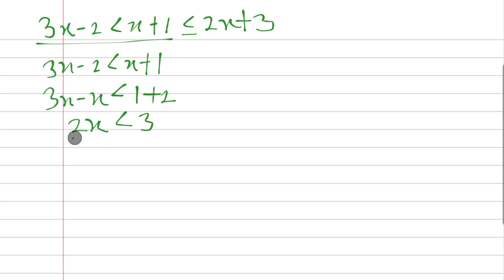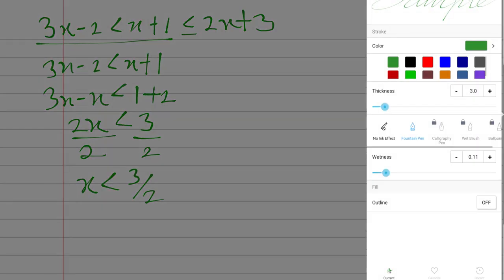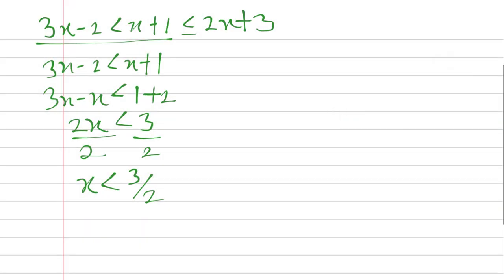Then what will I do now? Divide both sides by 2. That means x is less than 3 over 2. Are you seeing that now? Then the second stage now. Let's do the second stage here. The second stage will now be x plus 1. Are you seeing that now? Less than or equal to 2x plus 3. So I'm doing this part now.